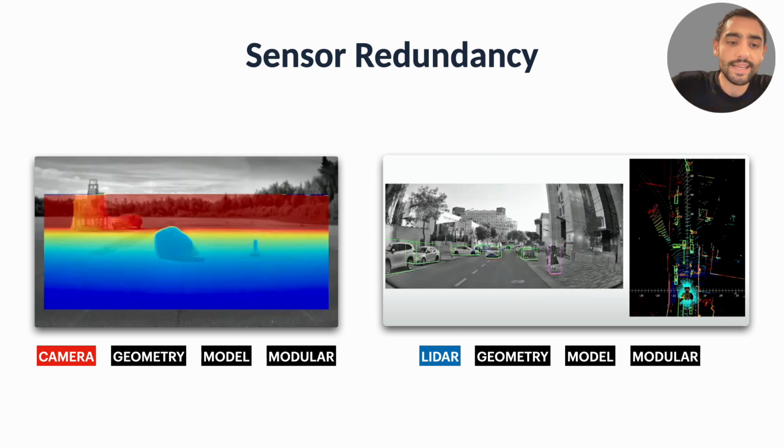Now, sensor redundancy. This is a classic one. You have a camera, where every time we have geometry, really the shapes of the objects, we have a model-based approach. When I say model, it's more a mathematical model. So let's call it a classical approach, and you have a modular approach, okay?